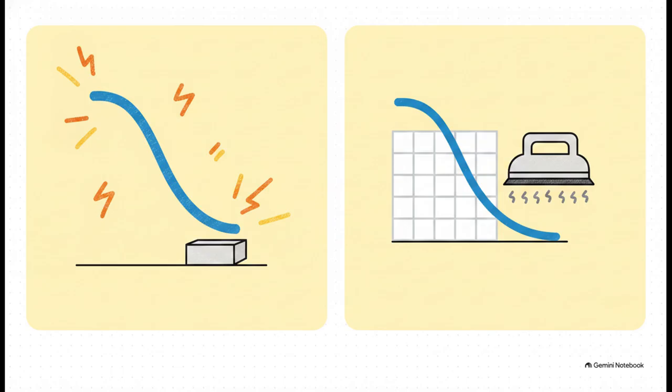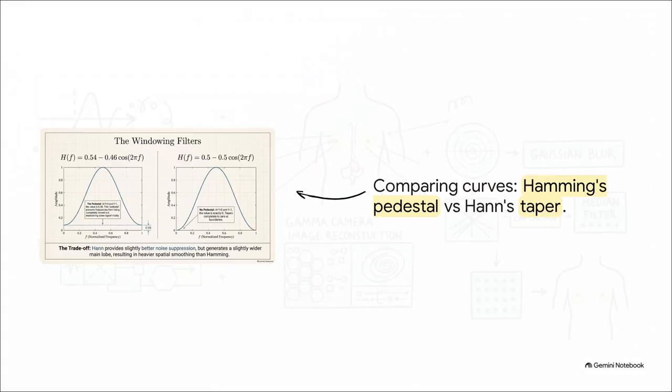The Hann filter, on the other hand, zeroes out completely at the extremes. It completely drops its pedestal for slightly better noise suppression, but as a trade-off, this results in much heavier spatial smoothing. Seeing these curves side by side really hammers the point home.